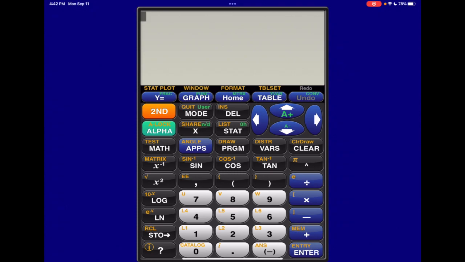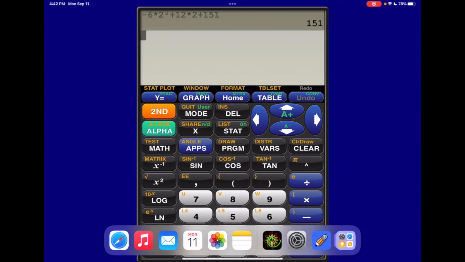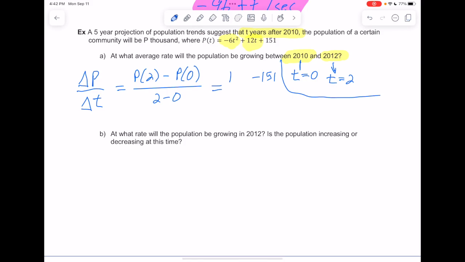So for p of 2, we plug into the function: negative 6 times 2 squared, plus 12 times 2, plus 151. The negative 6 times 2 squared is negative 24. The 12 times 2 is positive 24. So those cancel and you get 151. Interestingly enough, both of these numbers end up being 151. So we get 151 minus 151 over 2, which is 0. And what are the units on that? It would be 0,000 people per year.